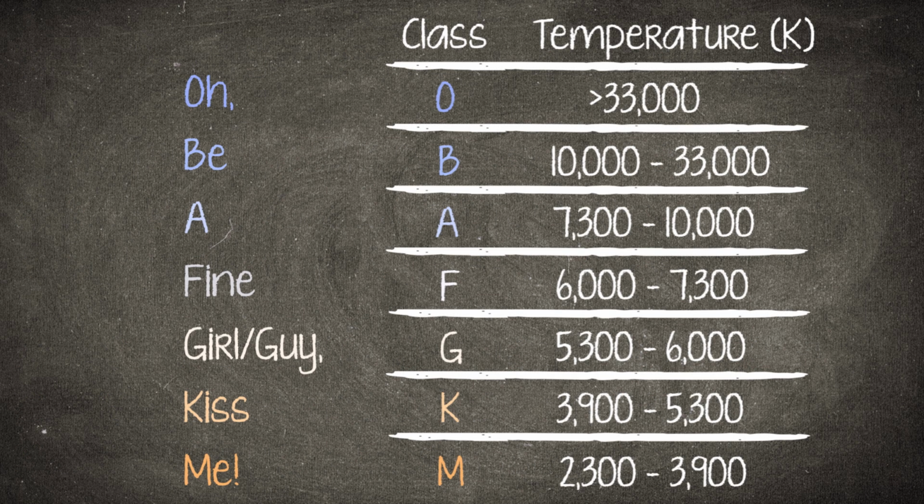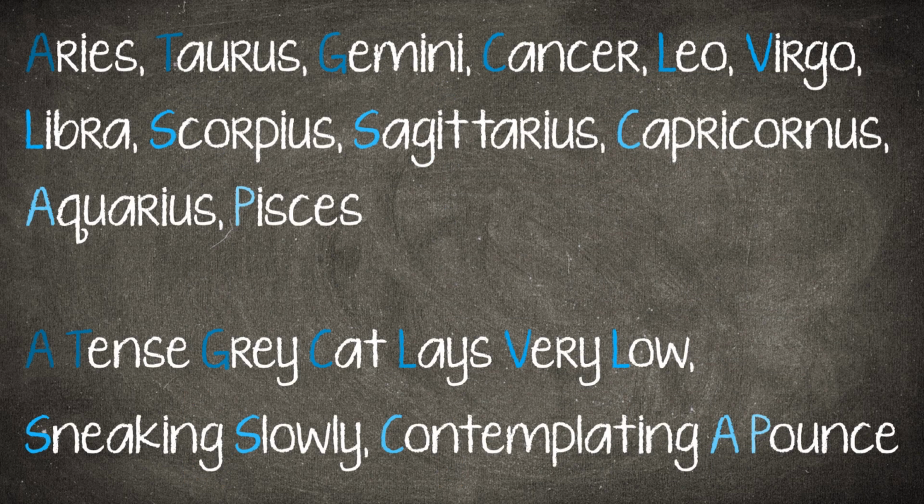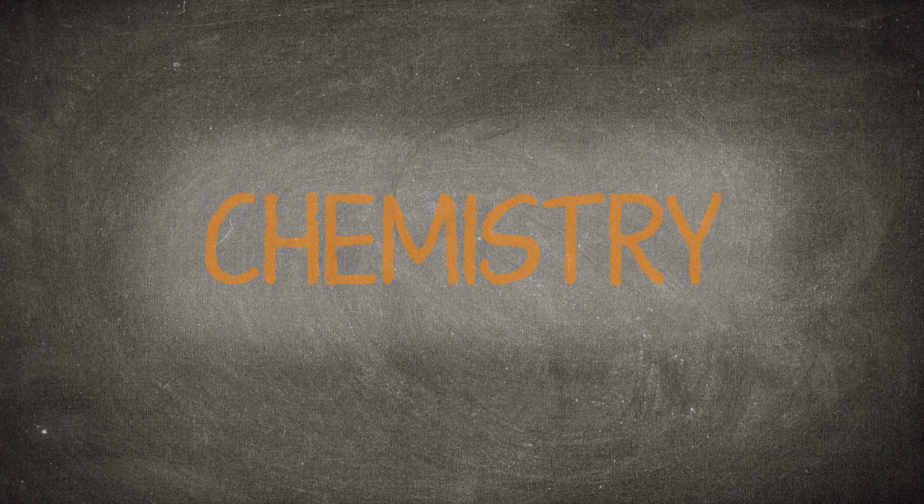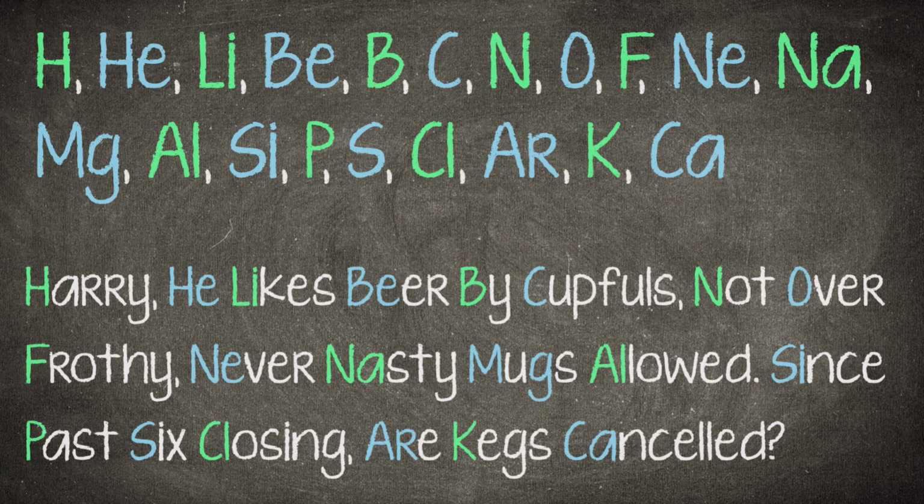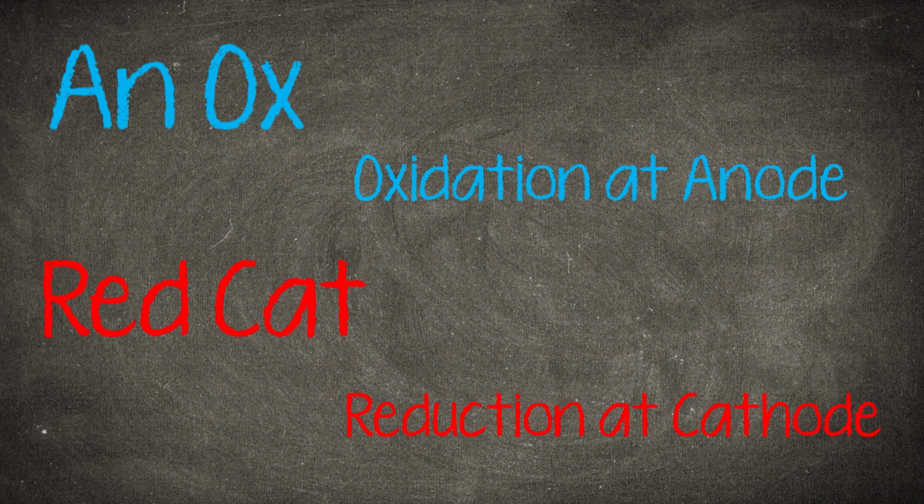If you've taken an astronomy course, you may be familiar with this mnemonic for the classification of stars. And here's one to remember the order of the zodiac constellations. This mnemonic may help you remember the first 20 elements of the periodic table. And this one can help you remember the site of oxidation and reduction.